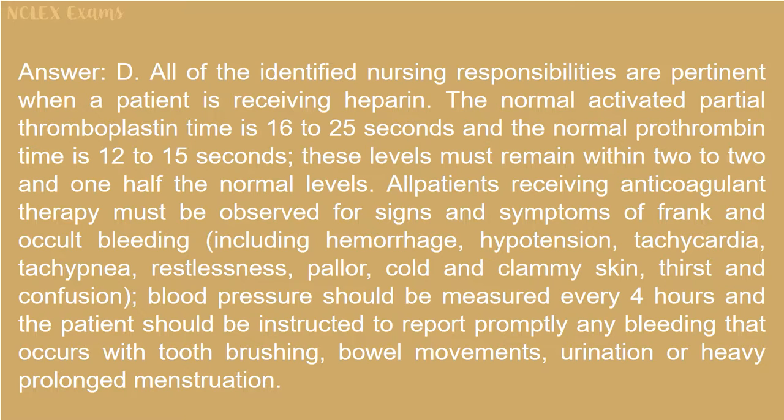All patients receiving anticoagulant therapy must be observed for signs and symptoms of frank and occult bleeding, including hemorrhage, hypotension, tachycardia, tachypnea, restlessness, pallor, cold and clammy skin, thirst and confusion. Blood pressure should be measured every 4 hours, and the patient should be instructed to report promptly any bleeding that occurs with toothbrushing, bowel movements, urination or heavy prolonged menstruation.